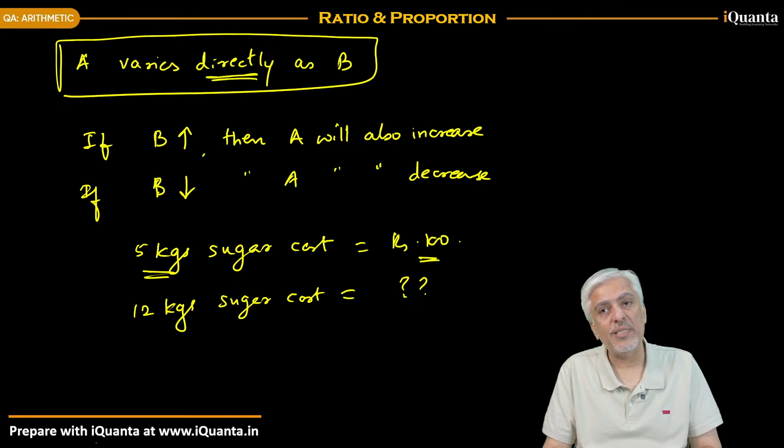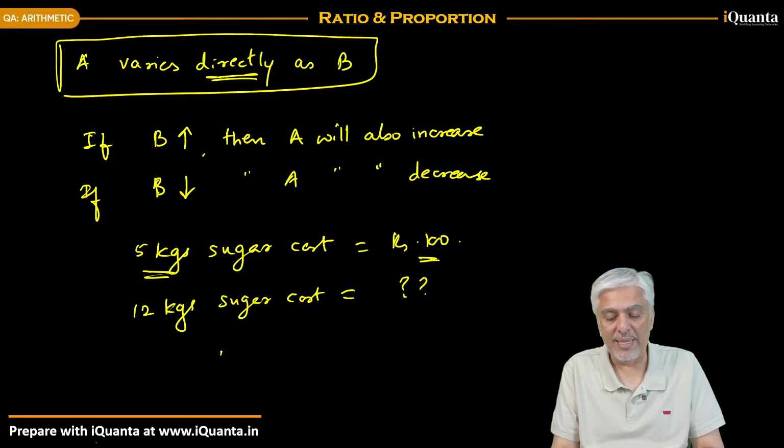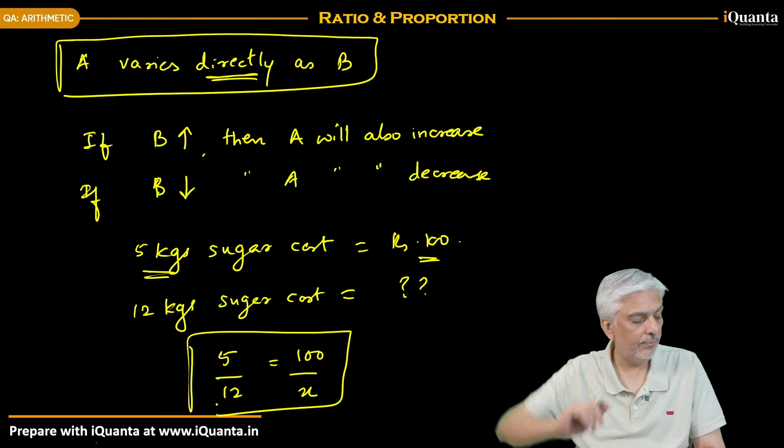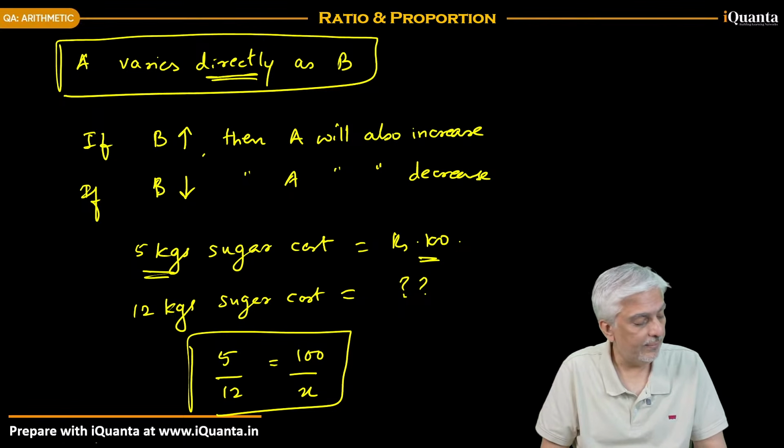5 kg sugar cost rupees 100. 12 kgs will cost how much? It will cost me more. Definitely it will cost me more than 100. So this is called direct variation. So basically 5 upon 12 is 100 upon x. This is direct variation. Right?